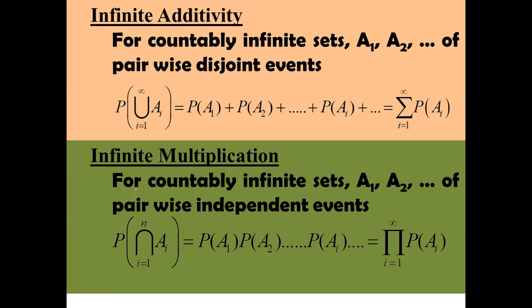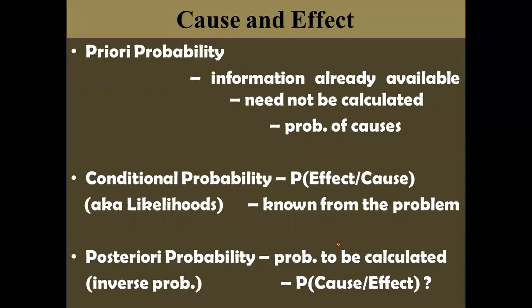For the same sets A1, A2, etc., An, for pairwise independent events, we can define the joint occurrence P of A1, A2, etc., An as the product of their individual probabilities. That is, the sequence of independent experiments is a way of describing a sequence of zero memory experiments. So with these axioms, we can define types of probabilities in terms of cause and effect.